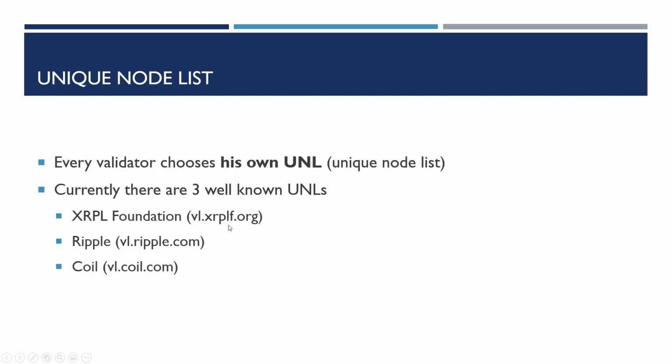So all the people using the different UNLs, it's important that there is overlap. So many validators, like I said, use, for example, the XRPL Foundation UNL. Some even still use the Ripple UNL, so they can change later and so on. But this is basically a network which is based on trust, more or less.